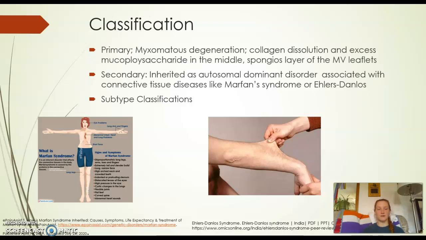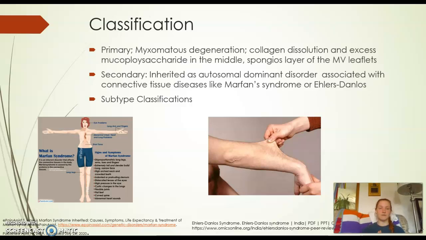So with Marfan syndrome, these patients are long, they have long legs, long arms, they're very tall, they dislocate things pretty frequently, they have a curved spine. There's a lot of cardiac issues with these patients, as well as with Ehlers-Danlos syndrome. These patients have loose joints, they have very stretchy skin, and they also have a lot of cardiac issues.